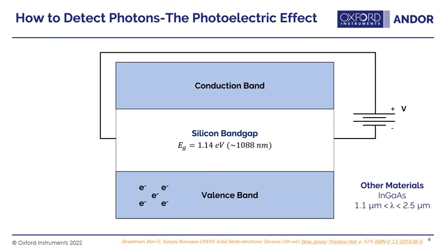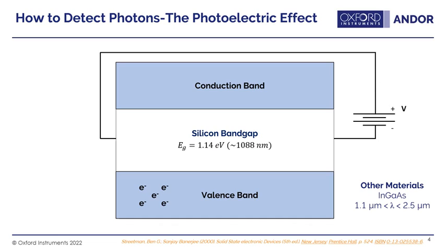Let's take a minute to talk about how to detect photons, and it's based on the photoelectric effect. You can take a semiconductor, and in the semiconductor there are two main energy levels for the electrons, the lower energy valence band, where the electrons are not conductive, and the higher energy conduction band, where the electrons are conductive. And these levels are separated in energy by an amount called the band gap, and here I'm showing silicon, and the band gap for silicon is 1.14 eV, or about 1088 nanometers if you go ahead and convert to wavelength.